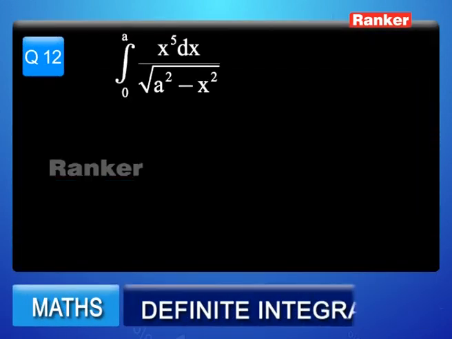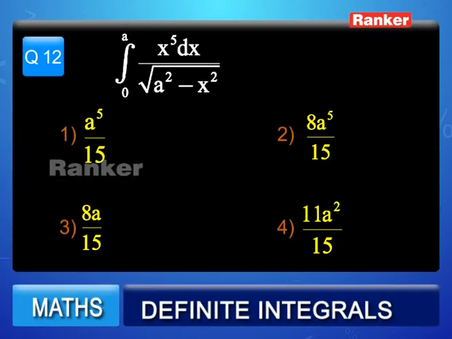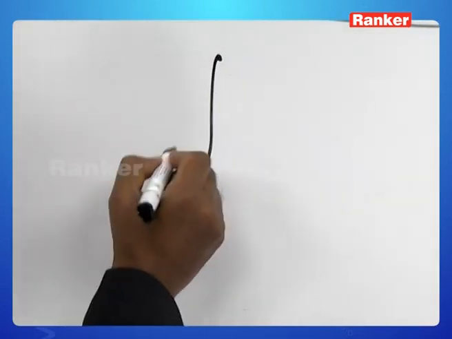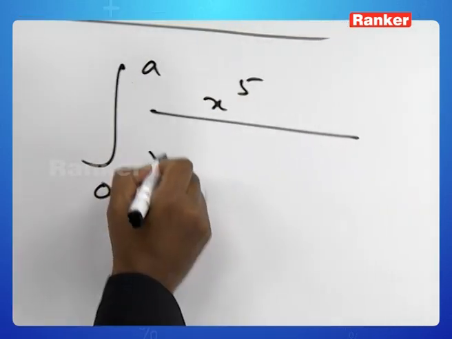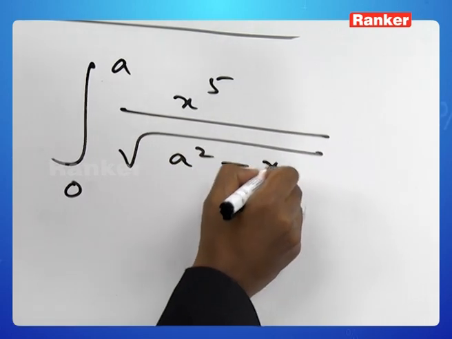Let's move to the next question. Integral from 0 to a x power 5 dx by root over a square minus x square. First option is a power 5 by 15, second option 8a power 5 by 15, third option 8a by 15, and fourth option 11a square by 15. Integral 0 to a x power 5 by root over a square minus x square.